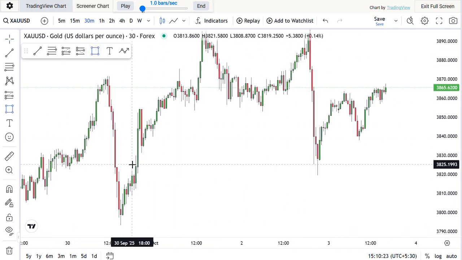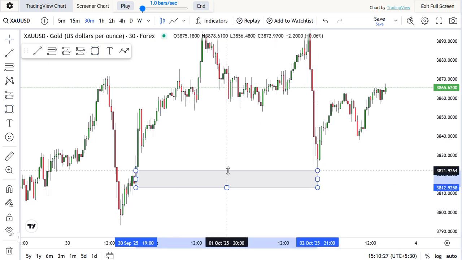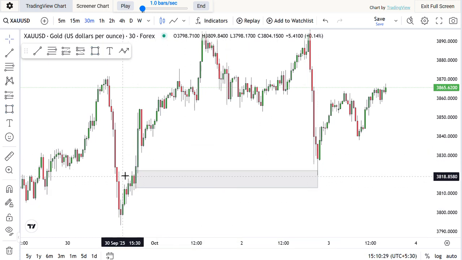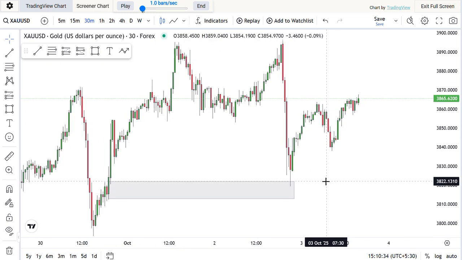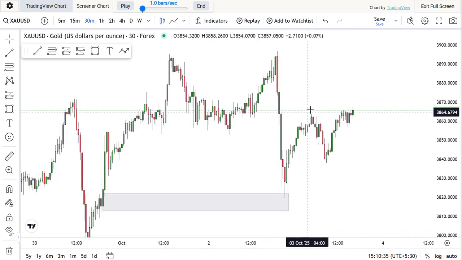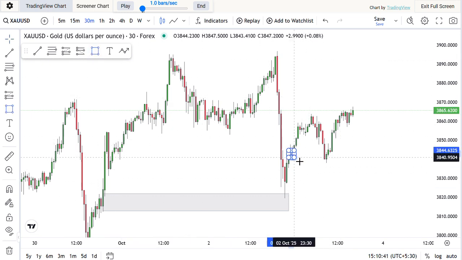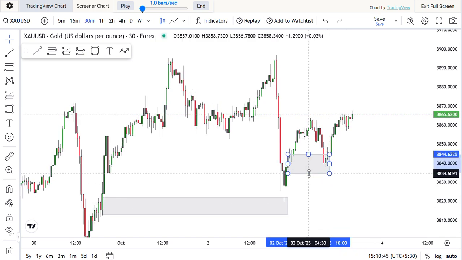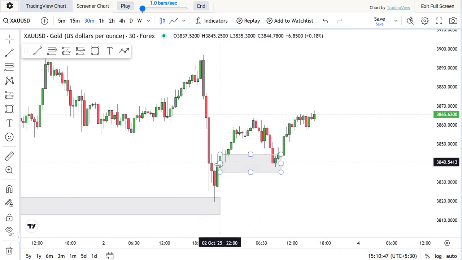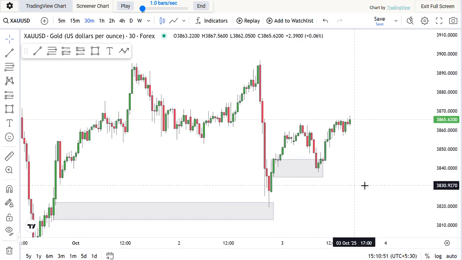this zone, or especially this particular area. Price tapped into here. And after that, we saw that price started going back, and we saw that there was a mitigation of the demand that was on a candle around here. So this one was this candle. So price mitigated demand on that one.